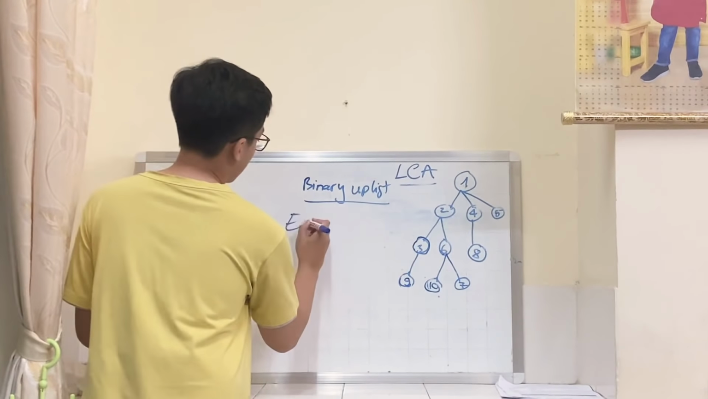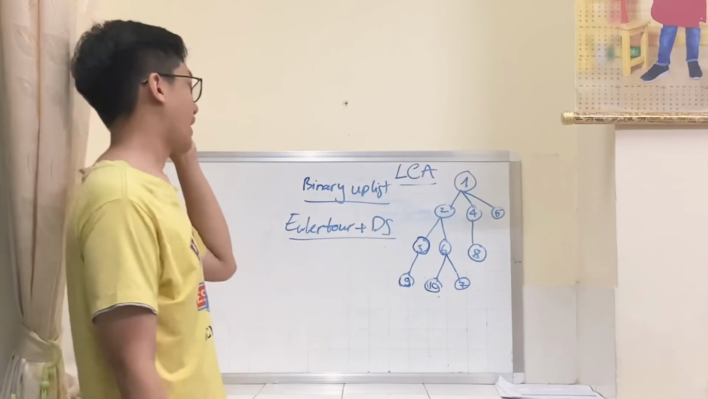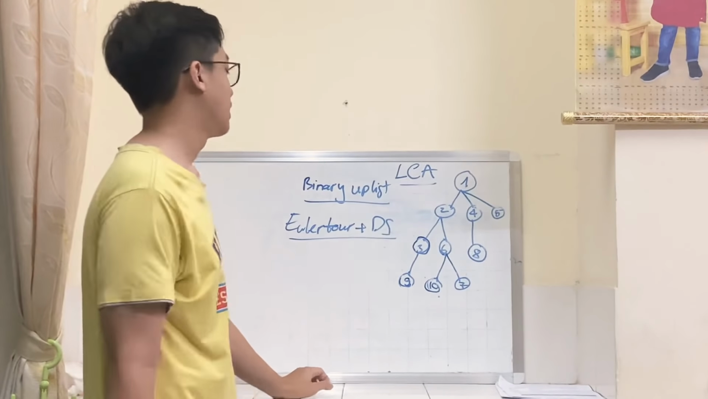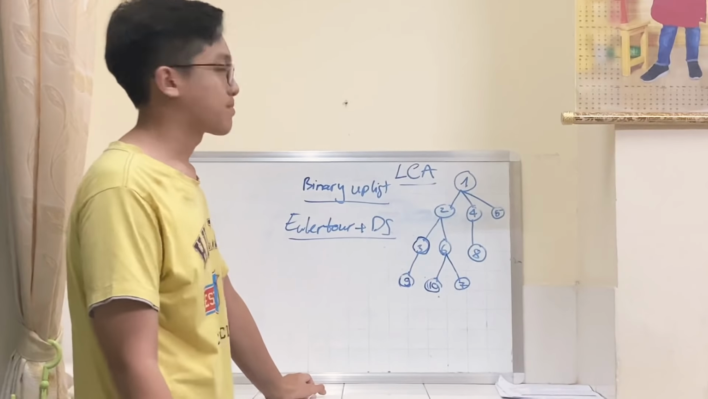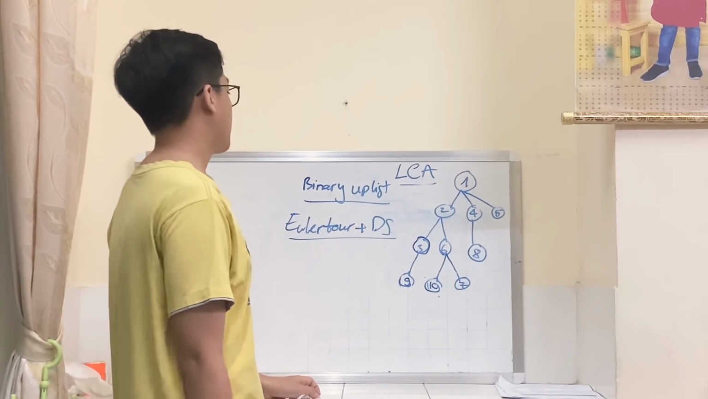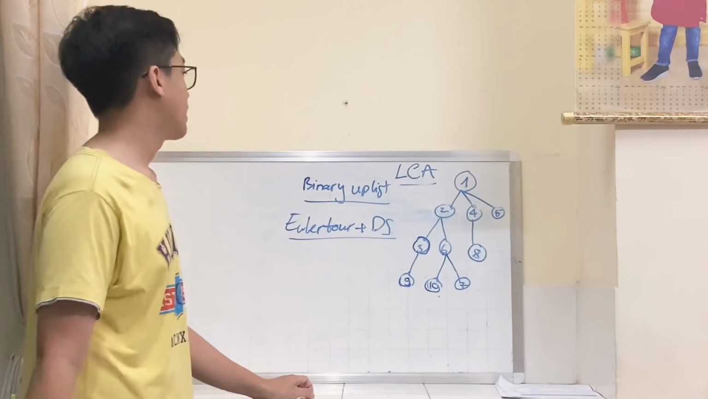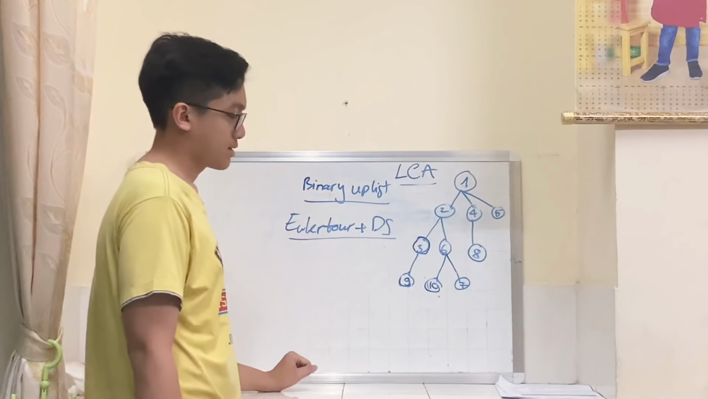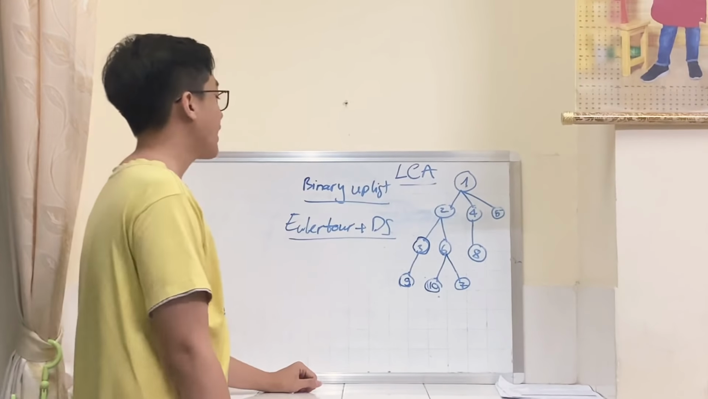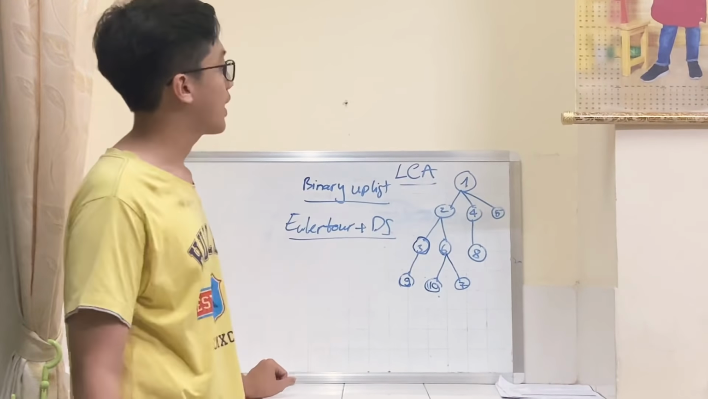Euler tour and a data structure like a segment tree or sparse table. But I will discuss binary uplifting because it's easier to write code and more straightforward than the Euler tour. Actually, the difficulty is about equal.